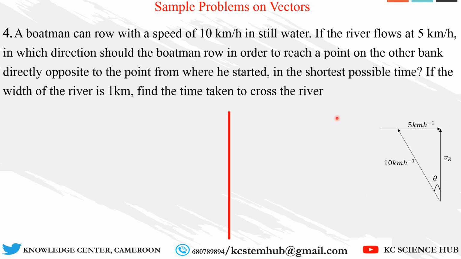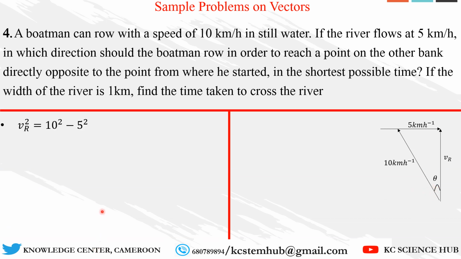So of course we are going to do the basic mathematics here. If you really understand the problem, then you have to represent it like this. Then you just go ahead and then you calculate theta and then VR. So VR squared, of course, will be 10 squared minus 5 squared, because we can just apply Pythagoras here, right? So VR squared will just be 75, which will now give us VR to be 5 root 3 kilometers per hour.